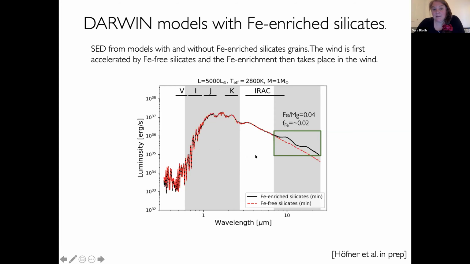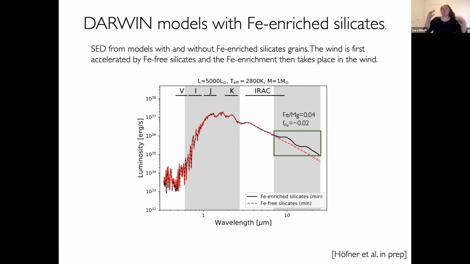By adding a little bit of iron in the formation of the grain, we suddenly see the silicate features pop up here. And it's a very, very small fraction of iron. For this model, the iron to magnesium ratio is 0.04, and the condensed iron is just 2%. So very little iron, and then these nice features pop up.